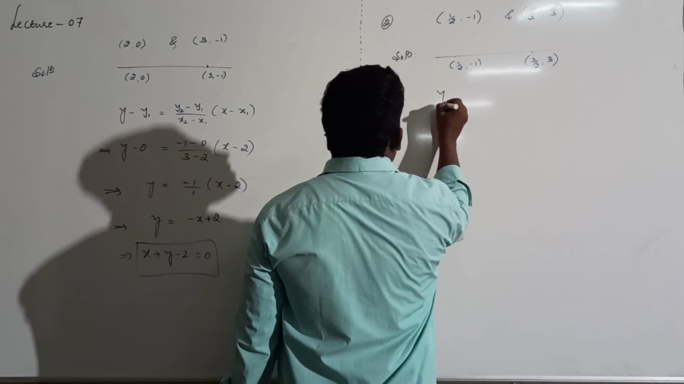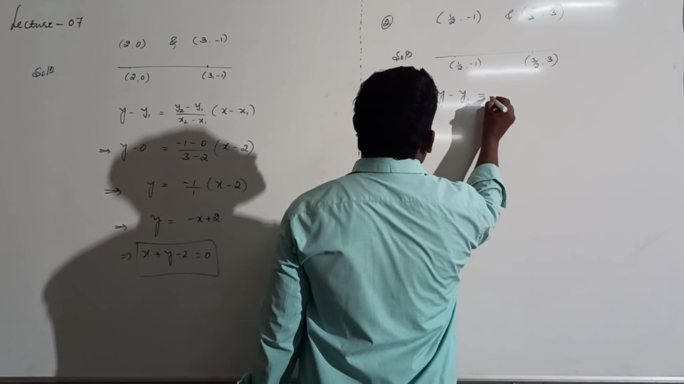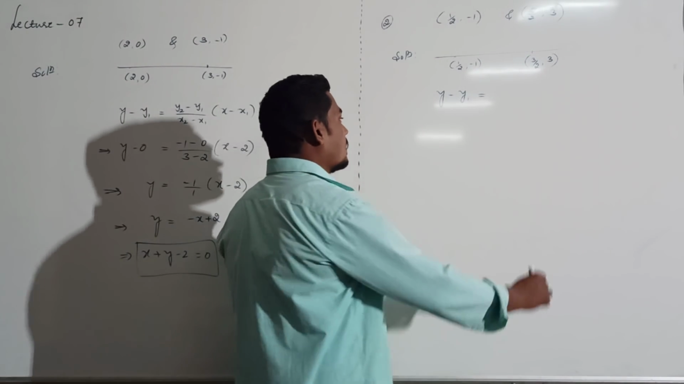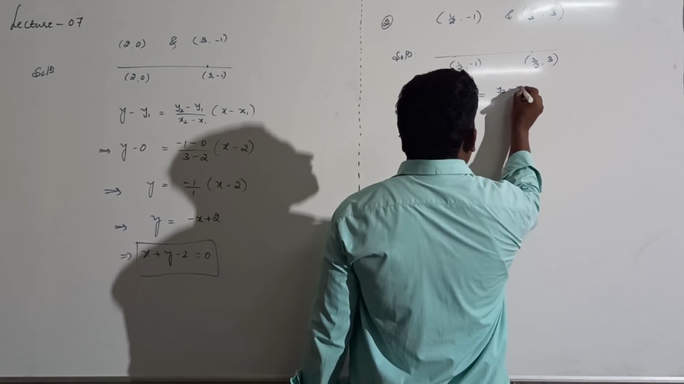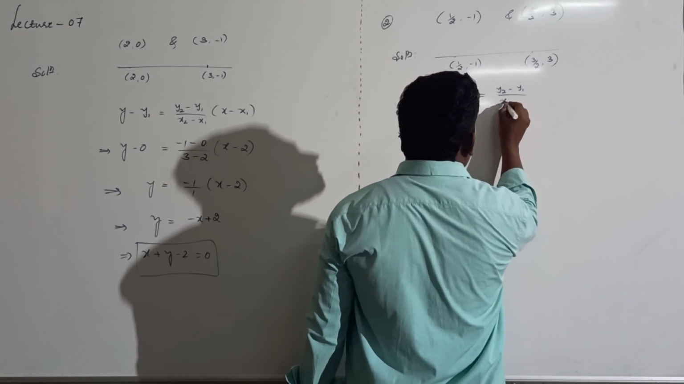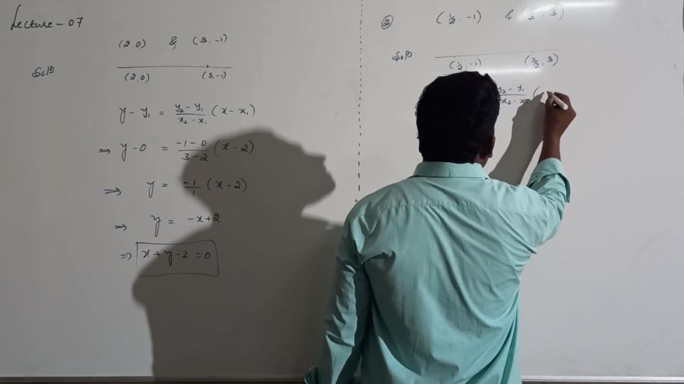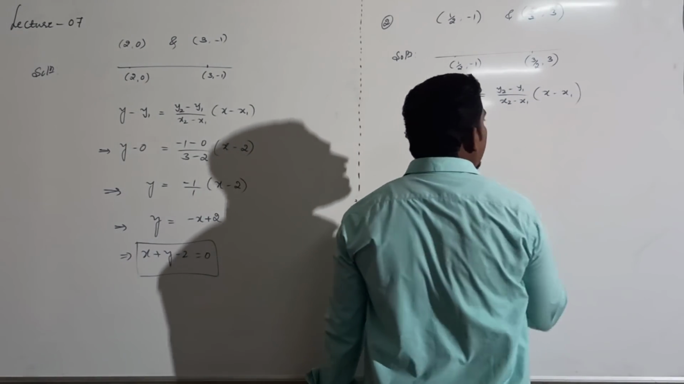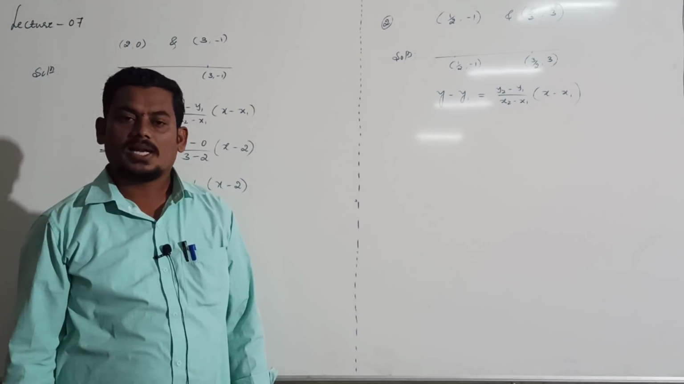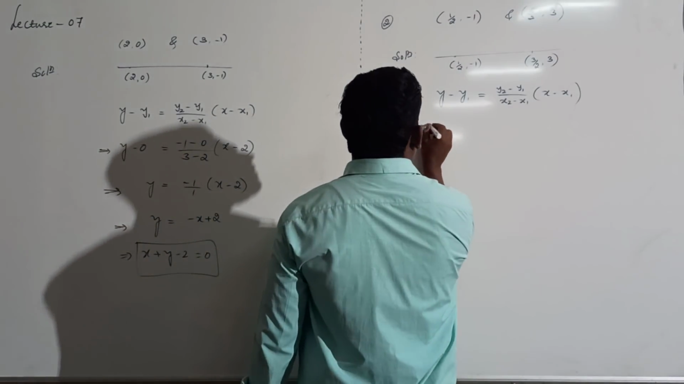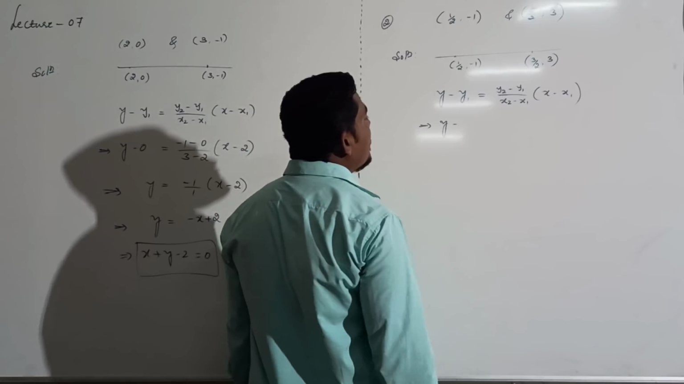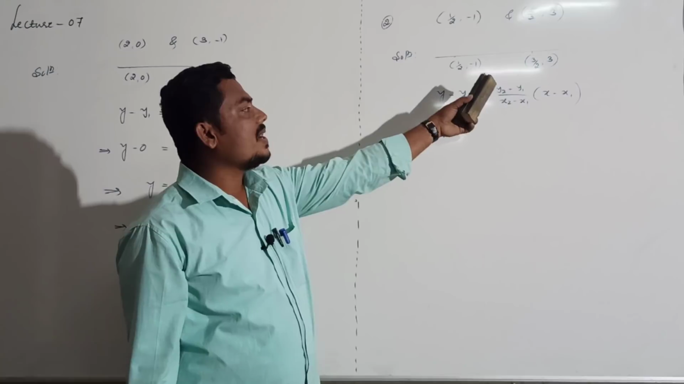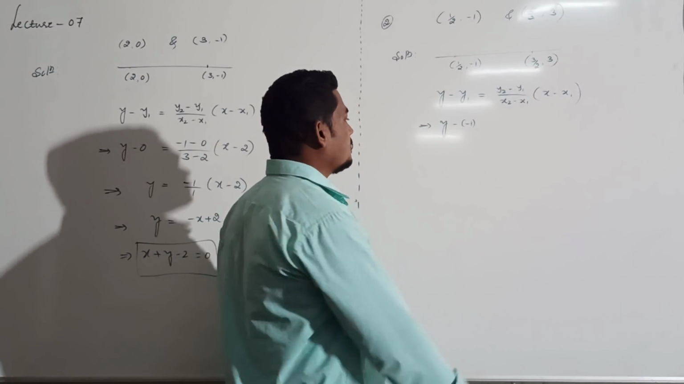Use the 2 point formula. What is the formula? y minus y1 is equal to y2 minus y1 divided by x2 minus x1 into x minus x1, where the first point is x1, y1 and the second point is x2, y2. This is the formula whenever 2 points are given. Then y minus, what is the y1 value? That is minus 1. This point is x1 y1 and this point is x2 y2, right?